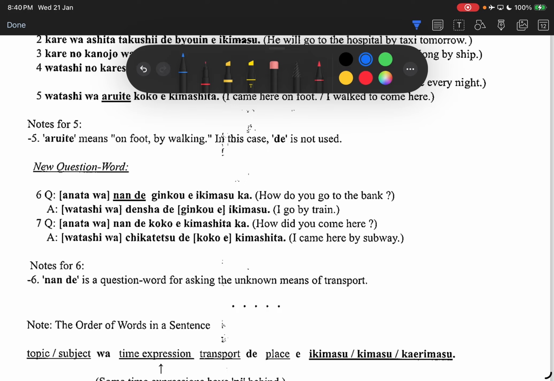Number 7. なんでここへ来ましたか? So なんで is how. So by what to here you came. So なんで can mean by what means, by what transport. In Japanese, なんで has another meaning. It also means why. So instead of saying by what you came here, you can ask how did you come here.